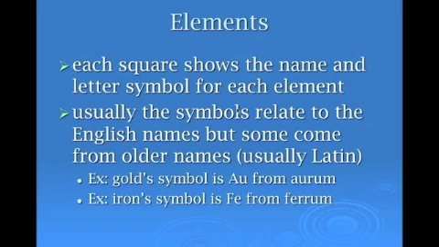Usually the symbol will relate to the English name, but some come from the older names, usually the Latin names. So some of them make sense, like hydrogen is H, helium is He, but some of them are a little bit different, like gold is Au, from aurum. That's a little bit different than what we would think gold would be, so some of them are a little bit tricky.